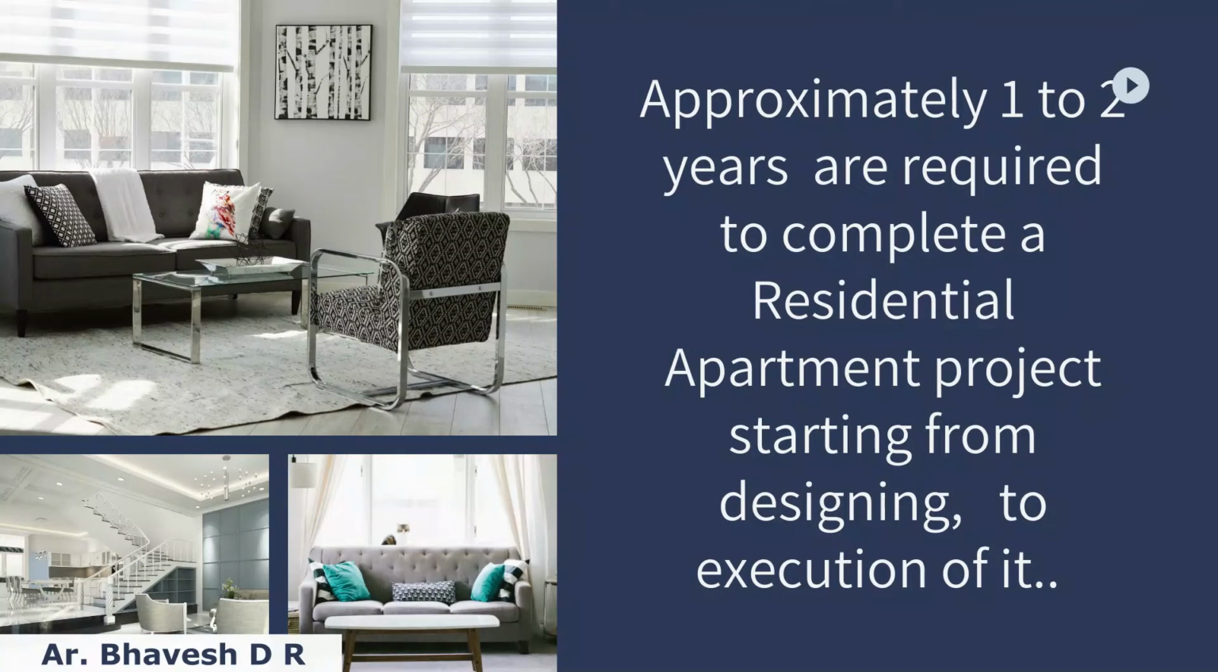Approximately 1 to 2 years are required to complete a residential apartment project, starting from designing to execution of it. For some big residential apartment projects, it may take more time also. Increase and decrease in time of execution of your project depends on the speed at which you act on the required work. To get the best outcome for your project, factors like fantastic overall idea and design, elevation of building, selection of material, color, lighting, use of greenery, etc. as a whole plays a major role.